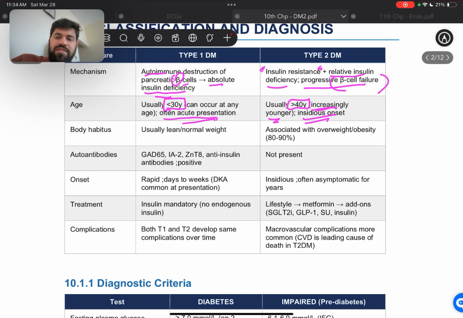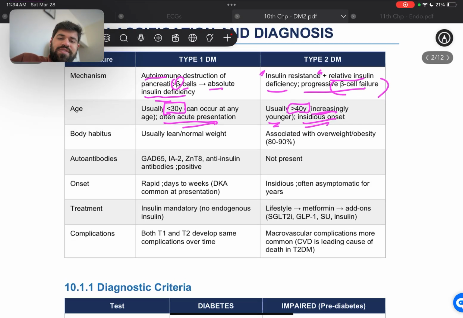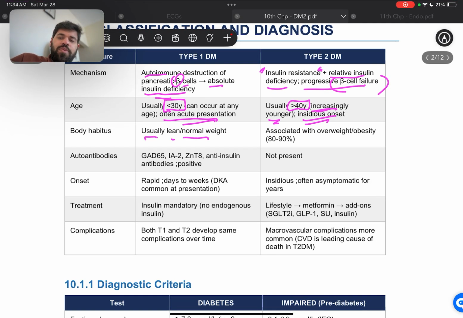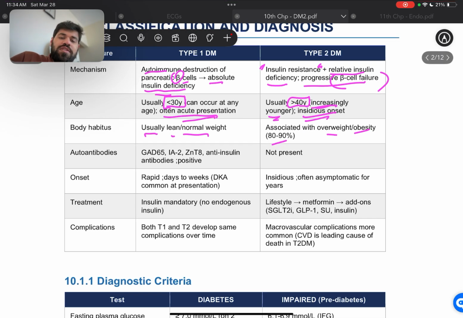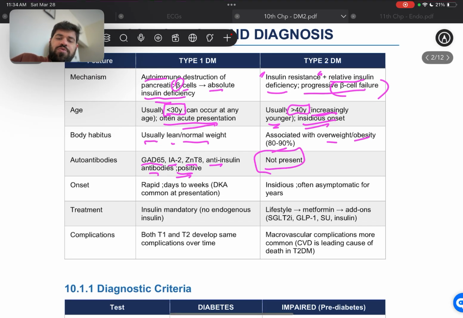Then body habitus is a main difference: type 1 usually has a more lean and normal weight, whereas type 2 is usually overweight or obese patients. Then the autoantibodies GAD65, IA2, ZnT8, and anti-insulin antibodies are positive in these patients, whereas autoantibodies are not present in type 2 diabetes.